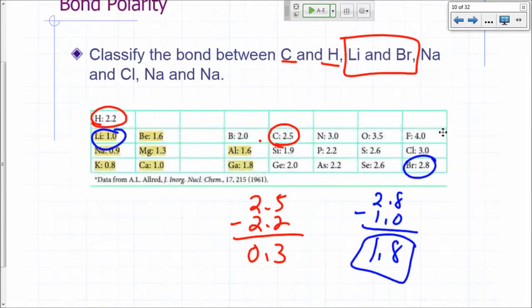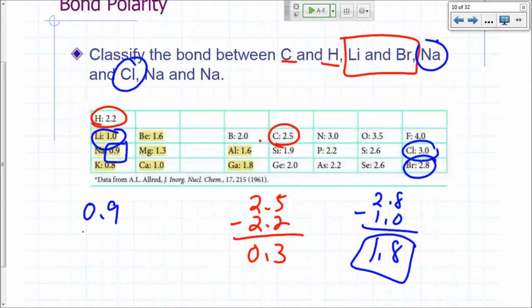What about sodium and chloride? Would that be an ionic bond or a polar or non-polar bond? Sodium is 0.9 and chlorine is 3.0. What's that difference? 2.1. That's essentially ionic. Sodium chloride is an ionic compound.